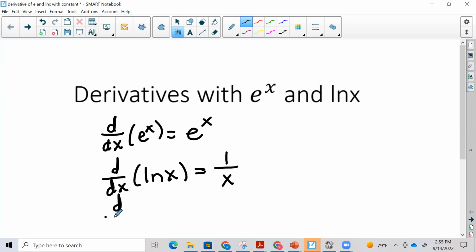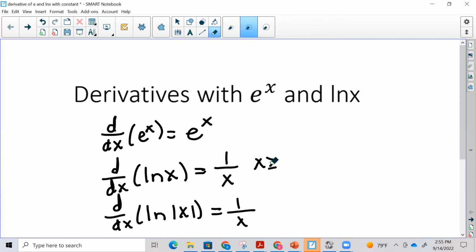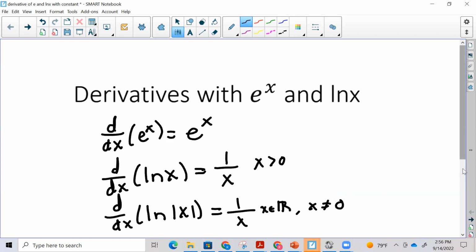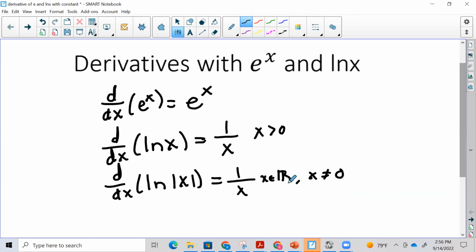Okay, and just note, because one of the homework assignments has this, if you have the absolute value of x, that derivative is still 1 over x. It's just that the domain for ln of x is x greater than 0. And for the absolute value, the domain would be all real numbers, except x cannot equal 0. And this is the symbol for all real numbers. So it just changes the domain, but the derivative is the same.